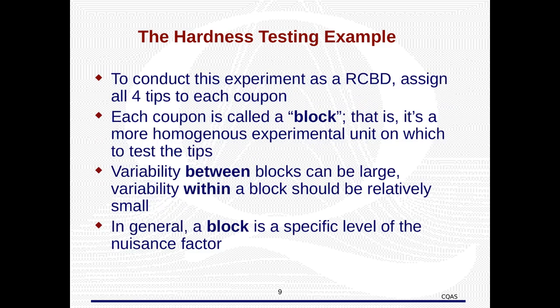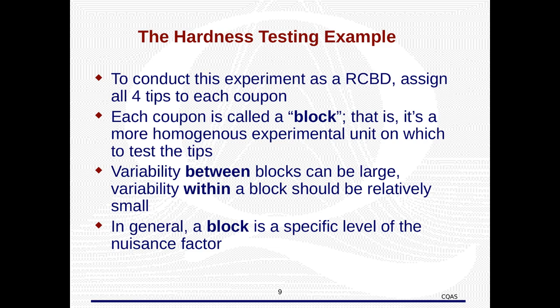To implement this experiment as a randomized complete block design, we assign all 4 tips to each test coupon. Each coupon functions as what we call a block, essentially a more homogeneous experimental unit on which we can test all treatments. The key insight here is that while variability between different blocks may be substantial, the variability within a single block should be relatively small. In general terms, a block represents a specific level of our nuisance factor. By structuring the experiment this way, we can isolate and account for the effects of the blocking factor, allowing us to focus on detecting true differences among the tip treatments.